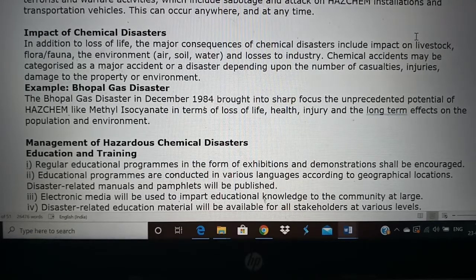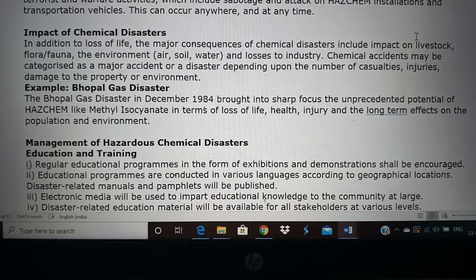Then chemical accidents may be categorized based on the number of deaths. Number of casualties means the number of people who died. They are also categorized based on injury and damage to property. Based on that, we can categorize an accident as small, moderate or big.